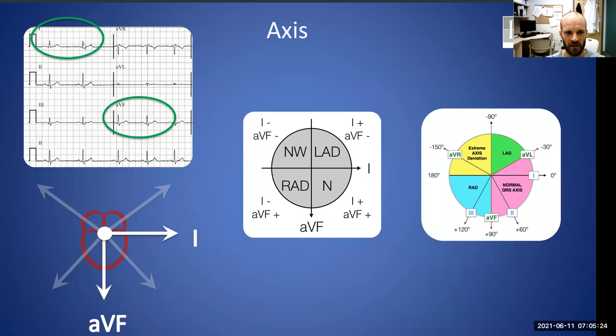The normal axis would be positive in lead one and AVF. A rightward axis would be if you're positive in AVF but negative in lead one. A leftward axis would be if you're positive in lead one but negative in AVF.